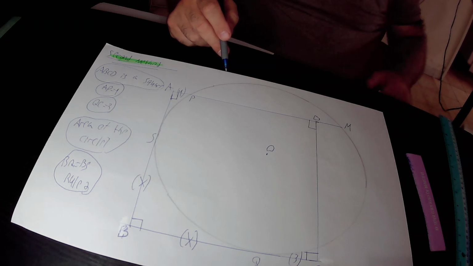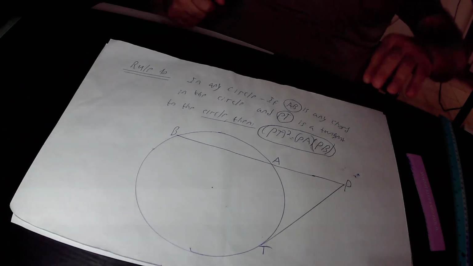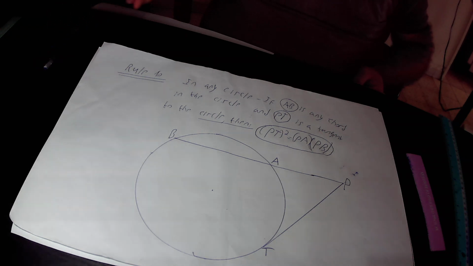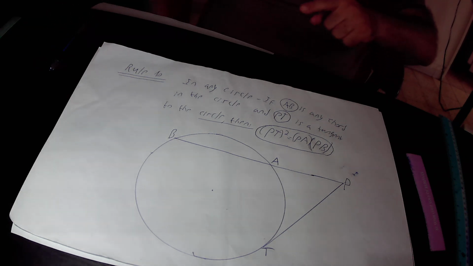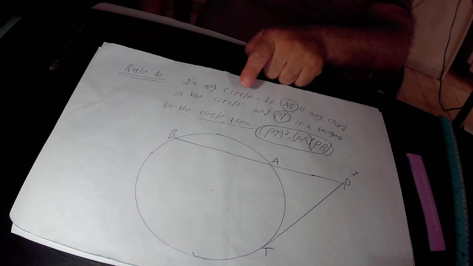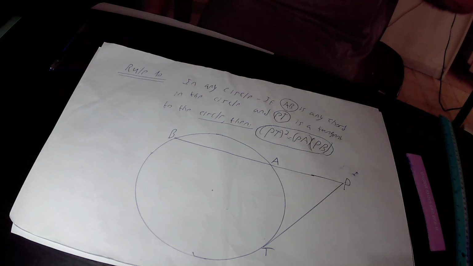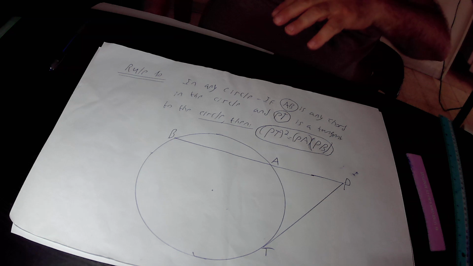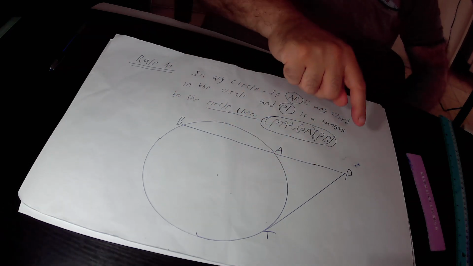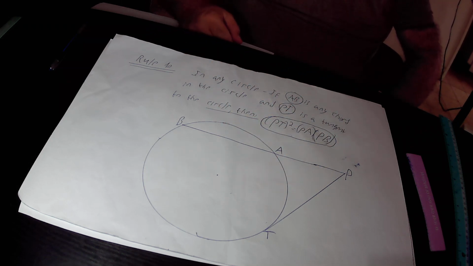And therefore, we can implement here rule 10. Rule 10 is true in any circle. So in any circle, if AB is a chord in this circle, and PT is a tangent to the circle at point C, then in this drawing, the following equation is true: PT square equals to PA times PB. Again, PT square equals to PA times PB. We can actually implement rule 10 in our drawing.